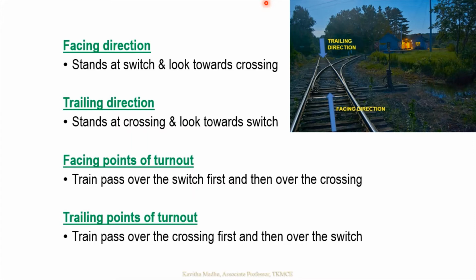So from this facing direction, we can divide the turnouts into two, the right-hand turnout and the left-hand turnout. In this figure, can you say what type of turnout it is? You are standing at the switch, looking towards the crossing, and here the track is deviating towards the right, so it becomes a right-hand turnout. Whereas if the same track is moving to the left-hand side, then it becomes a left-hand turnout. That is how we can divide the turnout into right-hand and left-hand turnout. Hope this concept is clear to you.